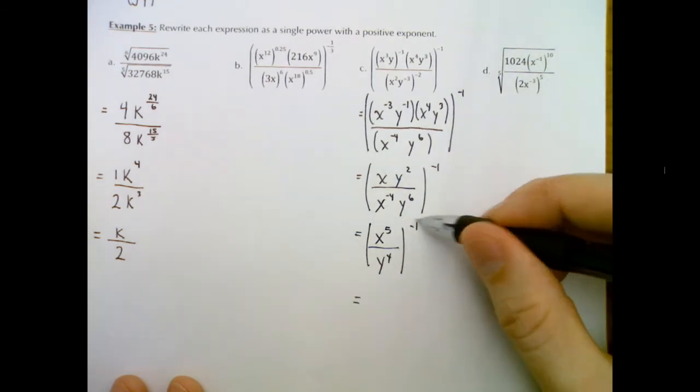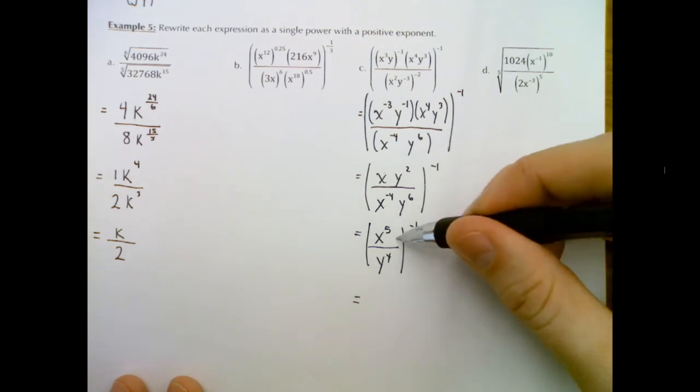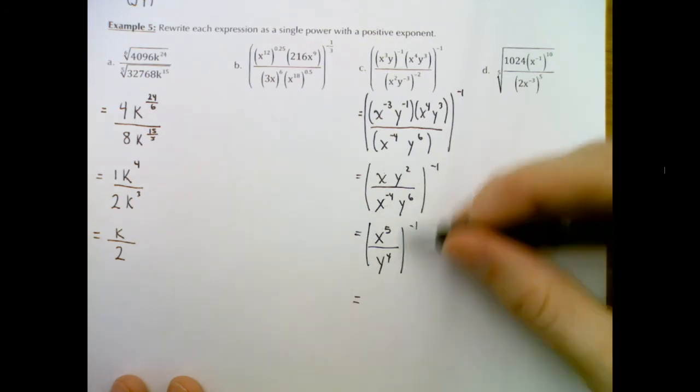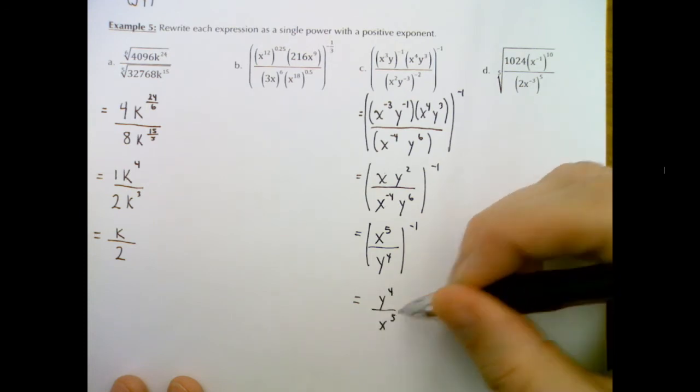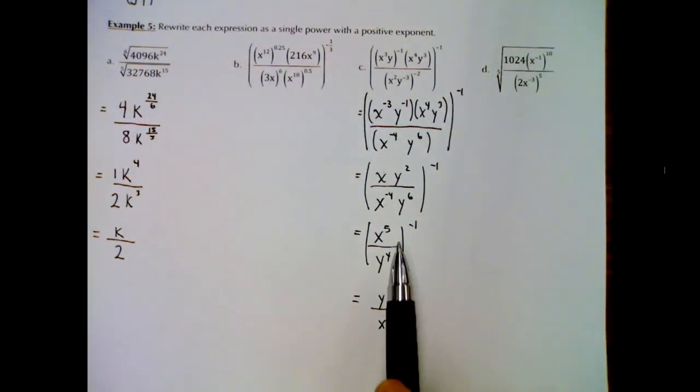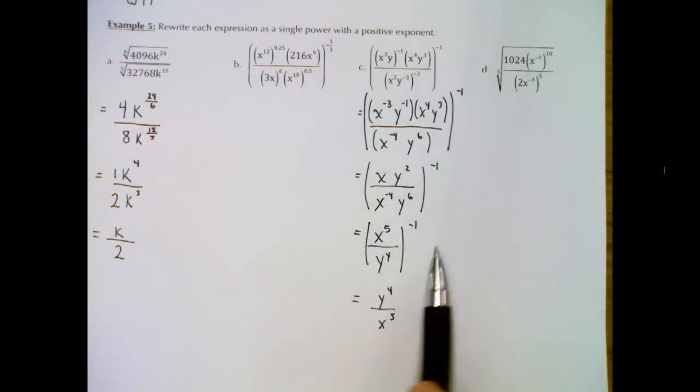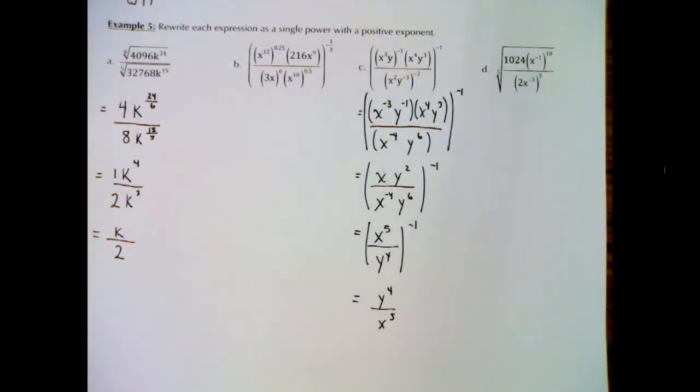Last step, when we have a negative exponent to a base that's a fraction, we flip the fraction. y to the 4 over x to the 5. We don't change the sign of anything on the inside. The only sign that changes is the one on the outside. And there we have a final answer in terms of y's and x's.